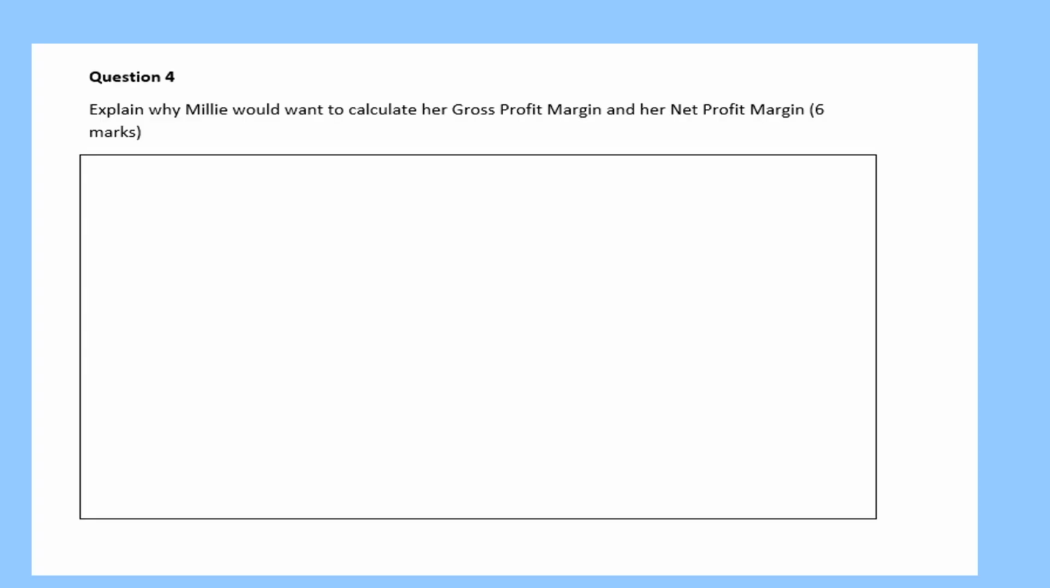Question 4 is quite a tricky one because you're asked to explain why Millie would calculate her gross profit margin and her net profit margin. So you have to remember to state the obvious in this sort of question. The first thing we need to say is, what will this show her?